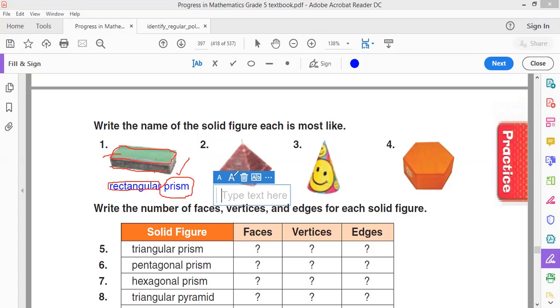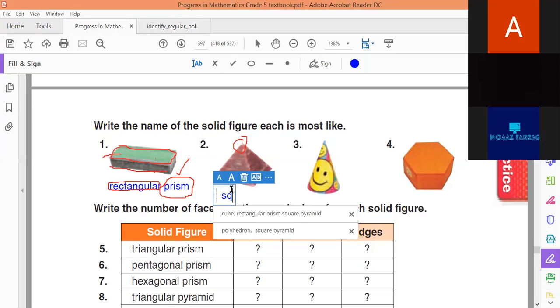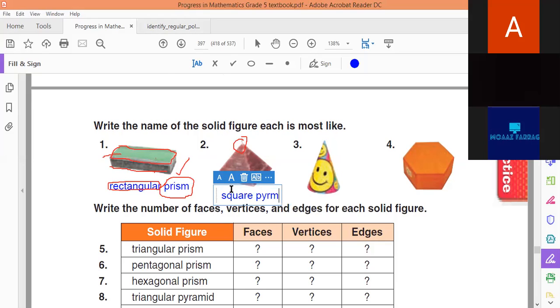And in this shape, shape 2, the top upside, is it the same as the downside or no? No. Yes, square pyramid. This one we call square pyramid. Shape number 3. What is this shape name? Cone.